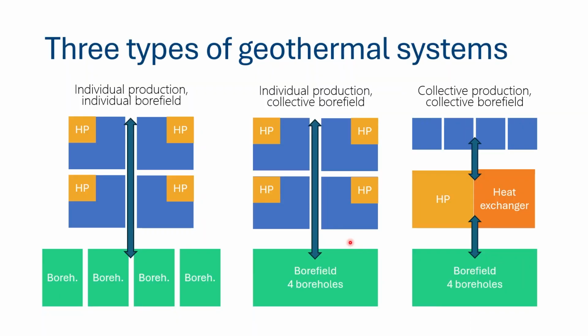And then the last solution is to go full collective, where we have again our four different users, apartments, buildings, it does not really matter. We couple them to a central heat pump, even, if you want, in combination with a heat exchanger for passive cooling. And this collective production unit is then coupled to our borefield. So we have both our production and our borefield centrally. So these are the three different types of geothermal systems we will be discussing today.